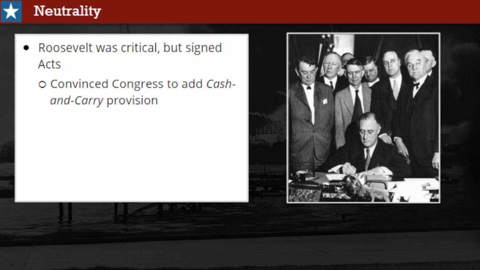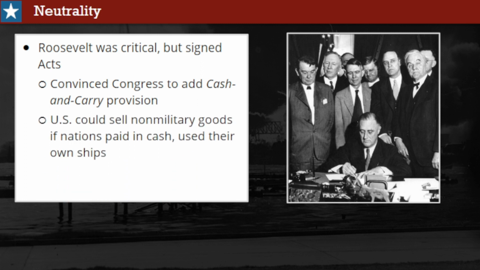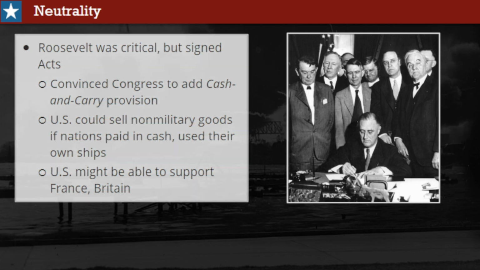Under this policy, the U.S. could sell non-military goods to other nations, but only if they paid for the goods in cash and transported them entirely on their own ships. The provision was set to expire in 2 years. Roosevelt hoped that if Britain and France did go to war with Germany, that cash and carry might allow America to support them in some small way.